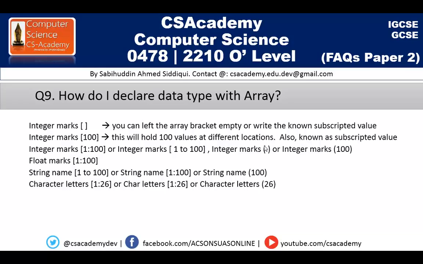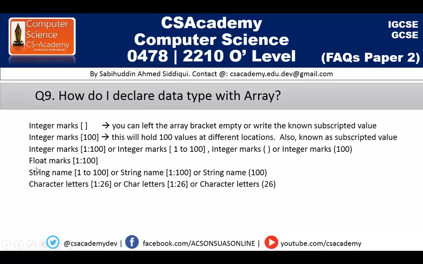Then integer marks 100. Similarly, I have already explained this thing. This will hold 100 values at different locations, also known as subscripted values. Then integer marks, you can see another method, that is integer marks 1 to 100. That means this is not the ratio sign, this is the word TO. I have put the TO word over here in between 1 to 100. Integer marks with parenthesis, that means this is also a representation of an array, or integer marks 100. So this way you can see that these are all the types of declaration of an array.